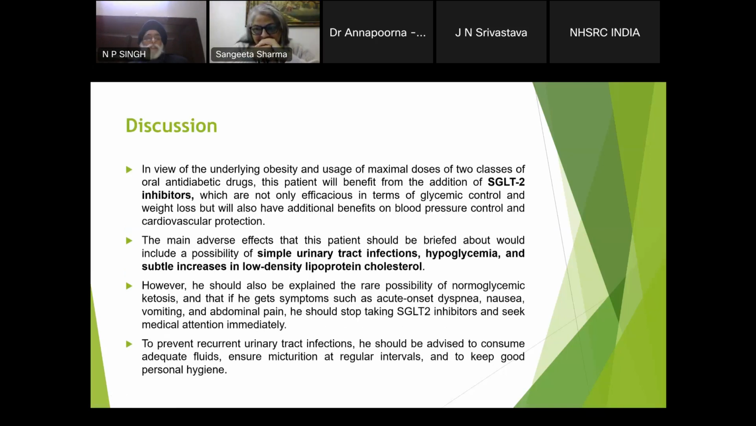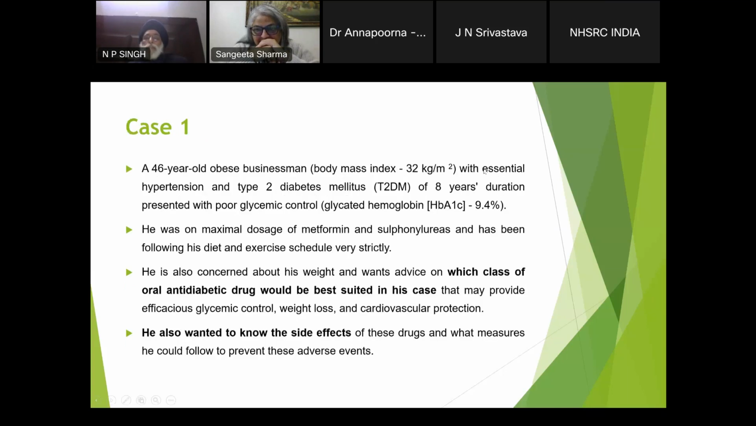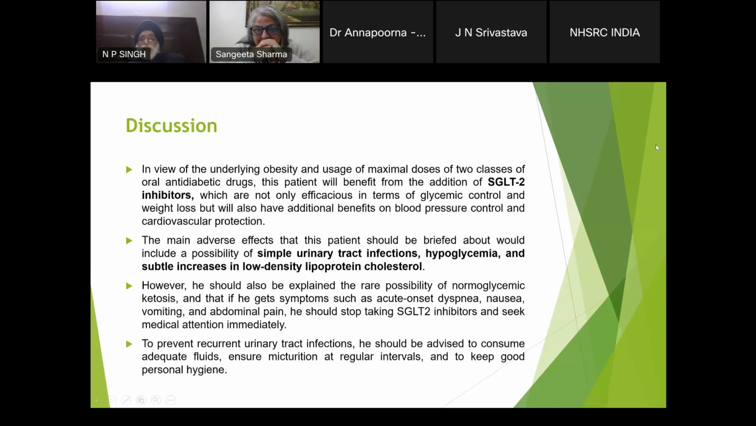with Sanjeev. The class of drug which can be given, see, the patient has already taken metformin at full dose. So the class of drug which is now available, which can address all his issues, is SGLT2 inhibitors. They are not only efficacious, but also can cause weight loss, and they have benefit on blood pressure control and cardiovascular protection. So after metformin, the drug you should choose is SGLT2 inhibitors.